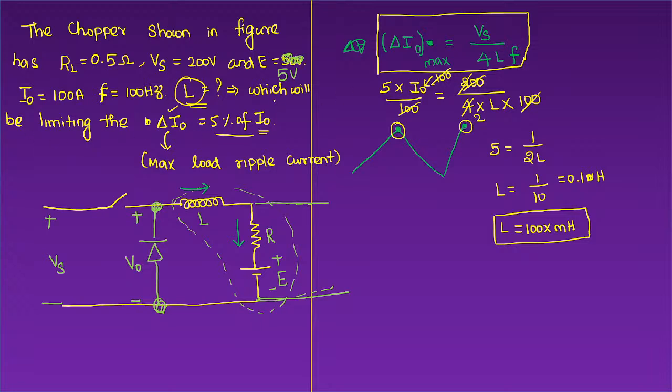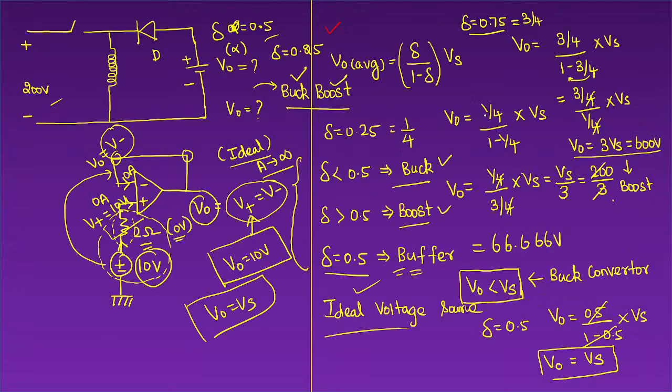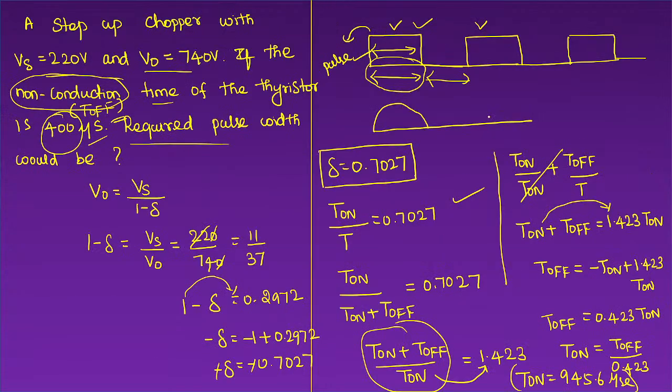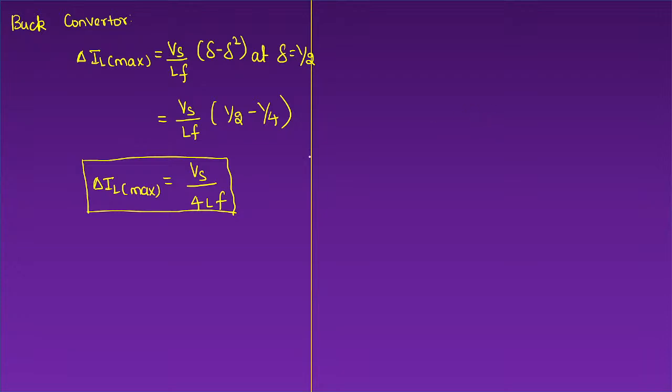Find the value of inductance for which the maximum load ripple current will be achieving 5% of the output current. This is the maximum load ripple current. We are achieving this value with the help of what? By controlling the value of delta. Yes, so this is how we are obtaining this formula here. Got it? Yes, sir. Everything is fine.